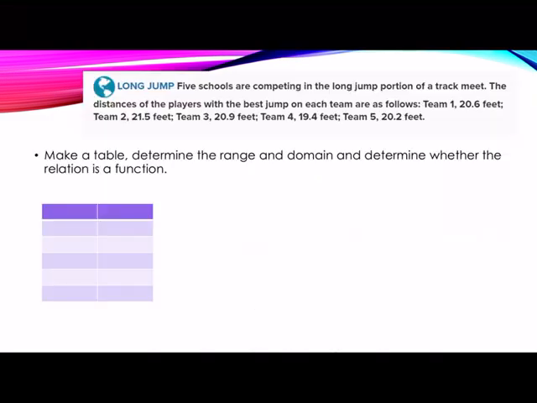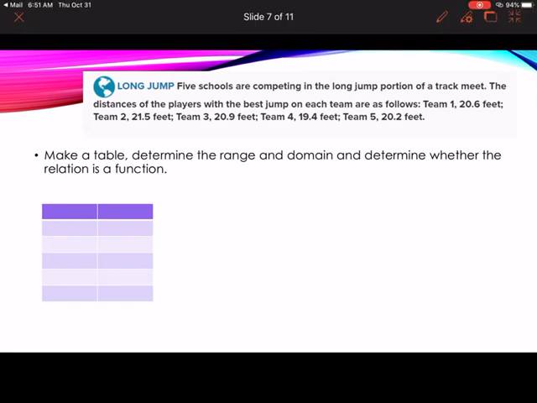So let's try it. Long jump. 5 schools are competing in the long jump portion of a track meet. The distance of the players with the best jump on each team are as follows. Team 1 has 20.6, Team 2, 21.5, Team 3, 20.9, Team 4, 19.4, Team 5, 20.2. Make a table, determine the range and domain, and determine whether the relationship is a function.